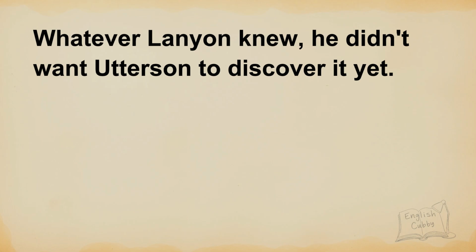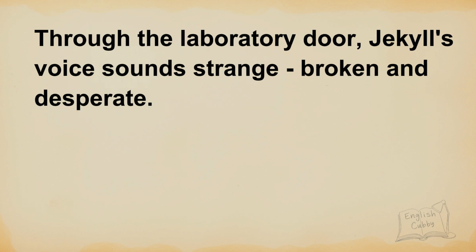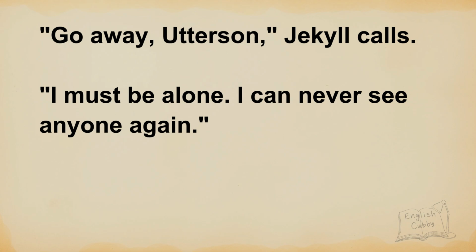Utterson tries once more to visit Jekyll. The butler lets him into the house, but Jekyll refuses to see him. Through the laboratory door, Jekyll's voice sounds strange, broken and desperate. "Go away, Utterson," Jekyll calls. "I must be alone. I can never see anyone again."